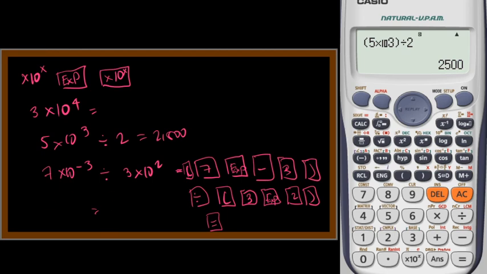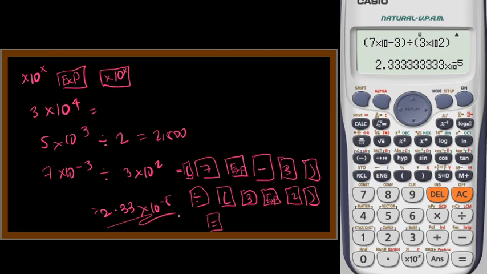Okay, so let's try in our calculator. So we have open parenthesis, 7 exp minus 3, close parenthesis, divide, open parenthesis, 3 times 10 to the x, 2, close parenthesis, equals. So your answer is 2.33, so this one will mean times 10 to the power of negative 5. So you have 2.33 times 10 to the power of negative 5. No. So that will be your answer.